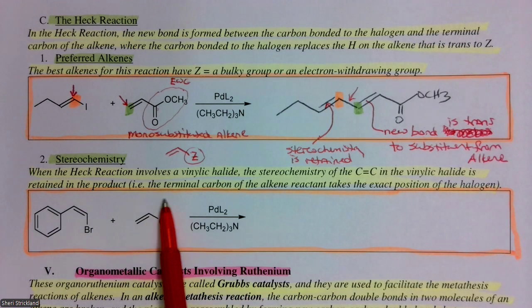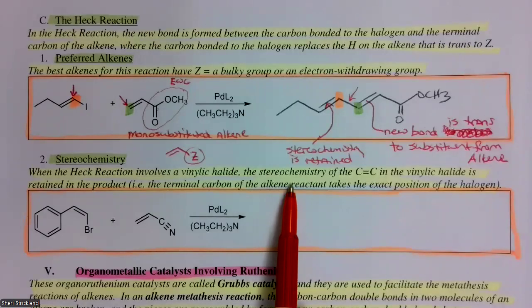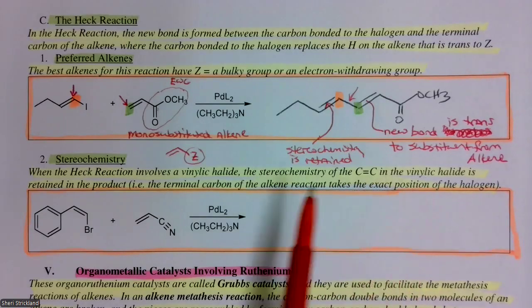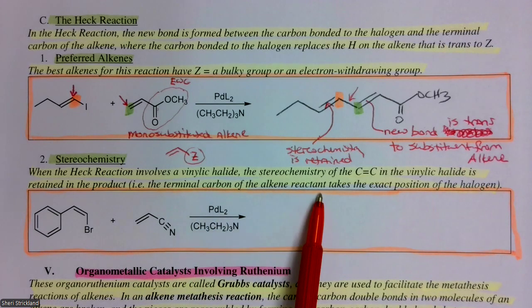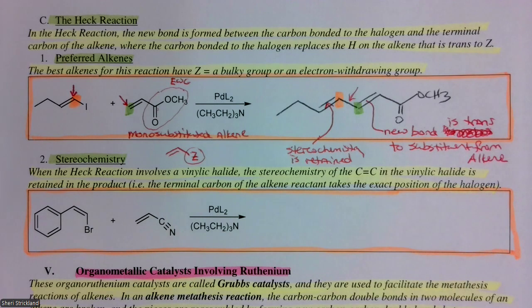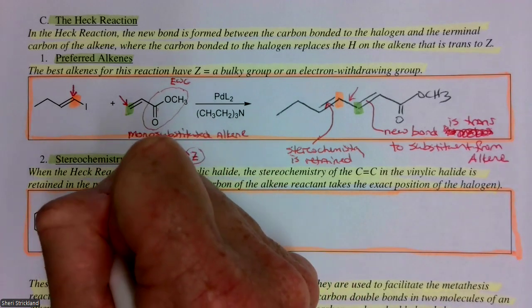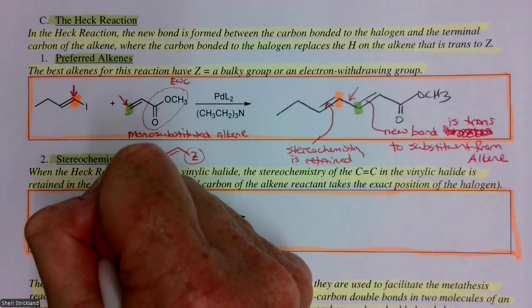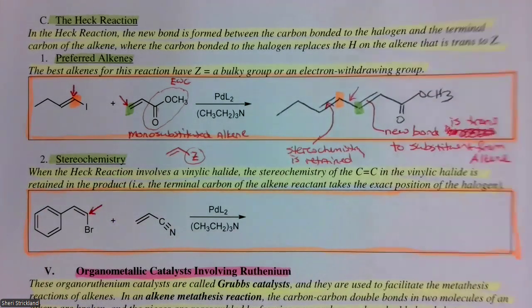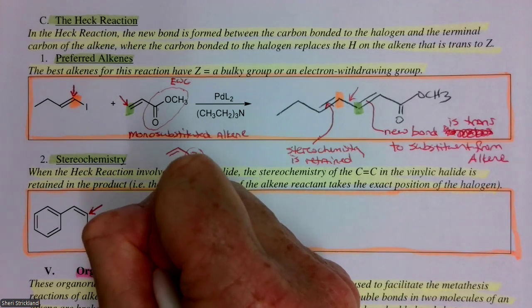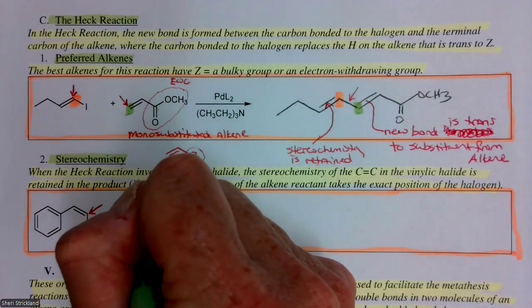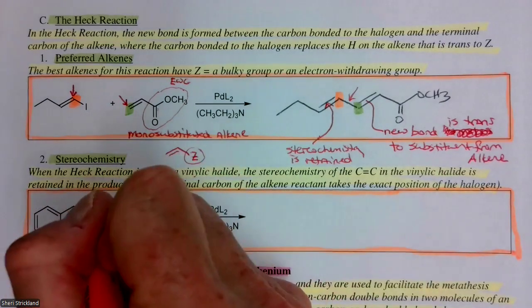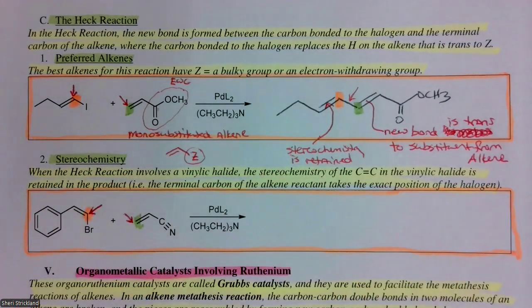Okay, so when the Heck reaction involves a vinylic halide, stereochemistry of the carbon-carbon double bond in the vinylic halide is retained, and the terminal carbon of the alkene reactant takes the exact position of the halogen. Okay, so same story, but this is a cis instead of a trans, and sometimes I think the trans is easier to see. So we're joining there and here. Okay, so this carbon and this carbon. So I want you to pause the video, draw the product, and come on back.